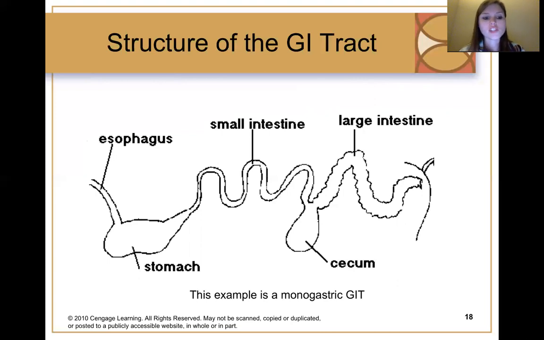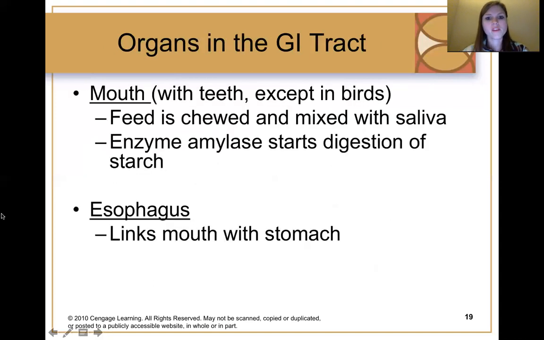So just to refresh your memory, you have the esophagus that connects the mouth to the stomach. So food will come from the mouth down into the stomach through the esophagus. Then you have the small intestine, and then you have your cecum, and then the large intestine. So the colon is the cecum and the large intestine, basically. Or the large intestine is sometimes called the colon. So just as a quick review. So we'll talk a little bit about each of those in detail.